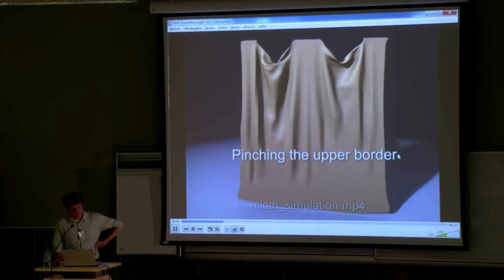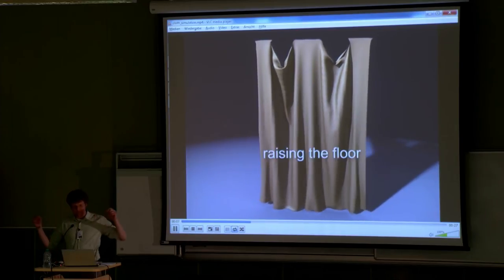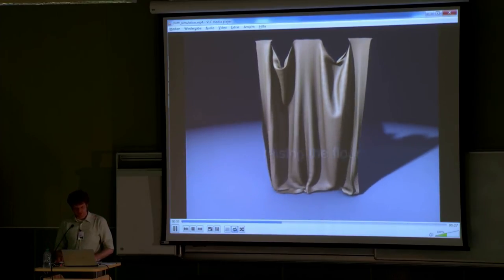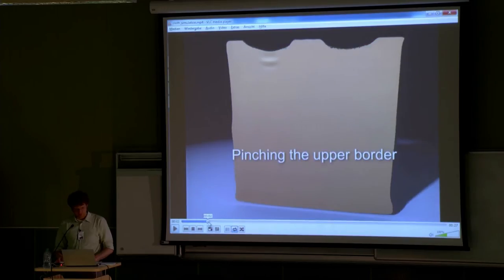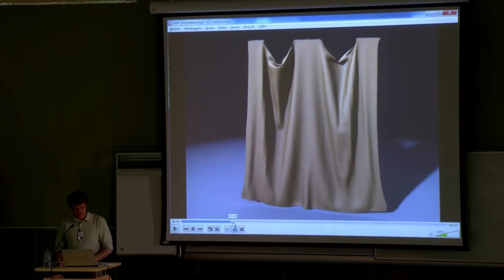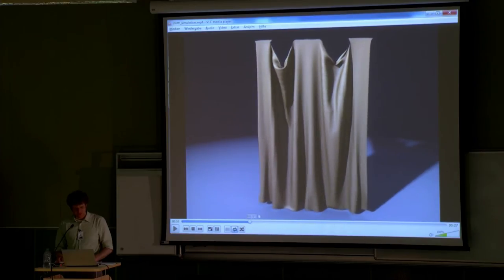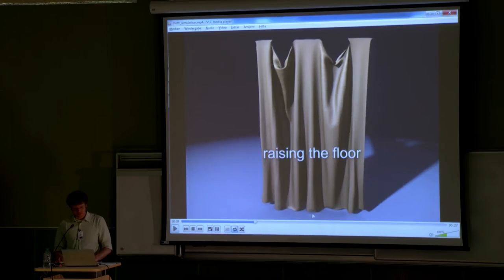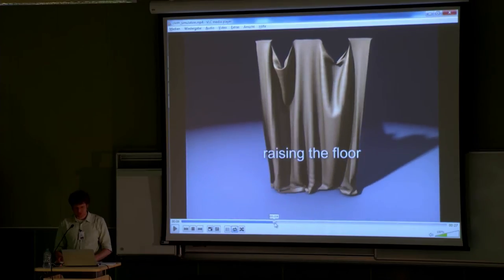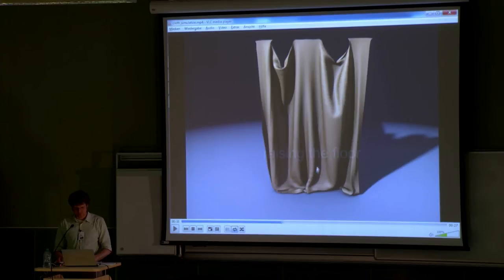Okay, this is a simulation where the upper border is pinched. So, as soon as you pinch it, the creases appear. And the creases here are very smooth. Compared to the images from the t-shirts, where we had very sharp creases, those here are very smooth. And if you raise the floor, so the clothes cannot hang freely, then the creases start to bend to the side. See here? Here's some kind of bending to the side.